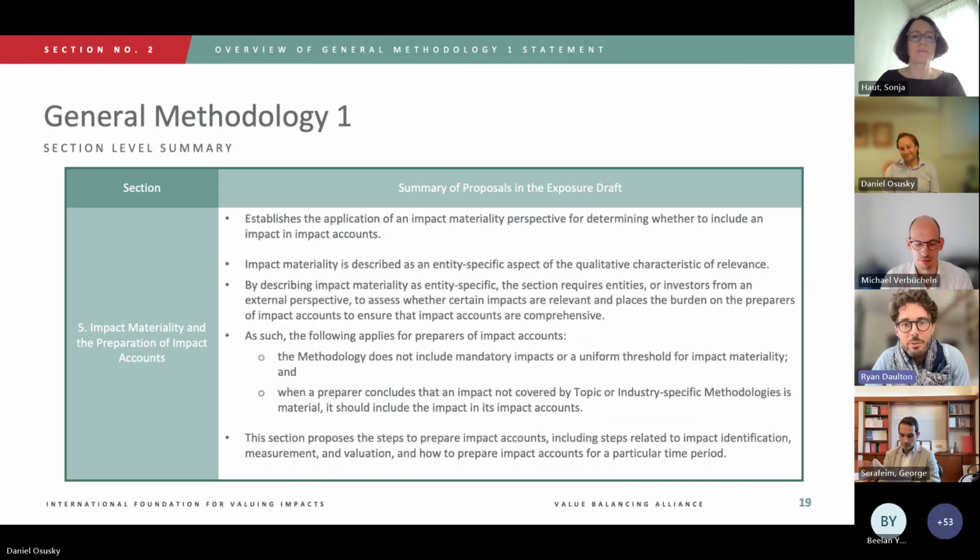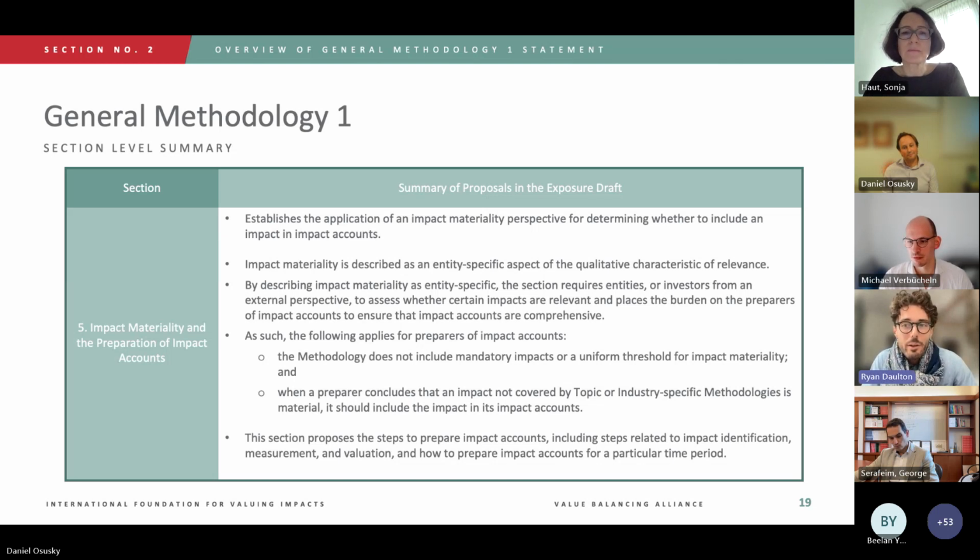The last section is section 5, where we establish the impact materiality perspective for determining whether to include an impact in impact accounts, as previously mentioned. Something that is worth calling out from section 5 is that we describe impact materiality as an entity-specific aspect of relevance. What we mean by that is that the determination of impact materiality is specific to each entity. That would require the preparer of impact accounts, whether it's an entity or an investor, to assess on their own merits within the company or as the investor whether certain impacts are relevant. So it really places the burden on the preparers of impact accounts to ensure that they provide a fair presentation or a comprehensive assessment of impact.